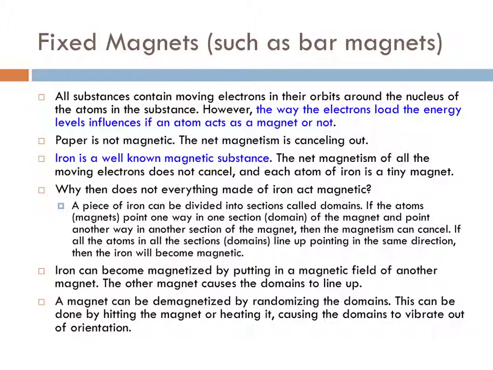The other magnet causes the domains to line up. That's one of the most important pieces that we're taking away from this: that the other magnet causes these domains to line up. Now, a magnet can be demagnetized by randomizing the domains again. This can be done by hitting the magnet or heating it, causing the domains to vibrate out of orientation.